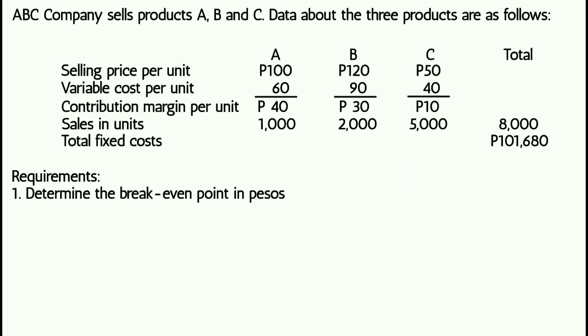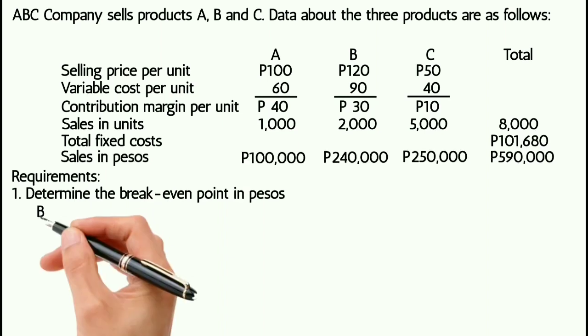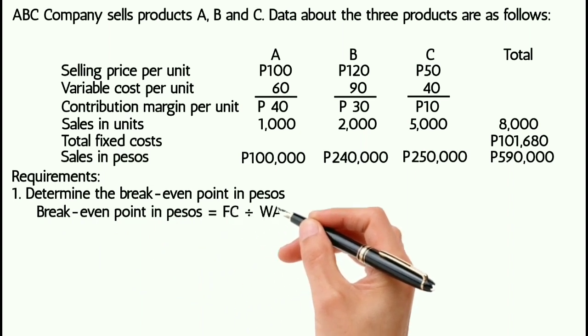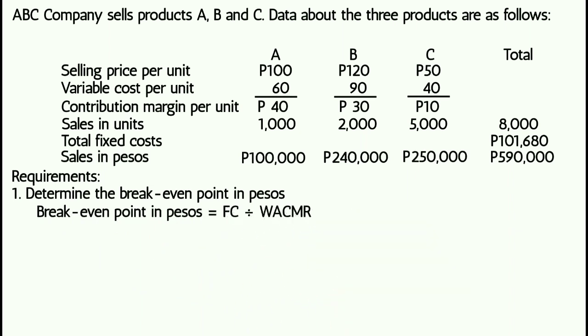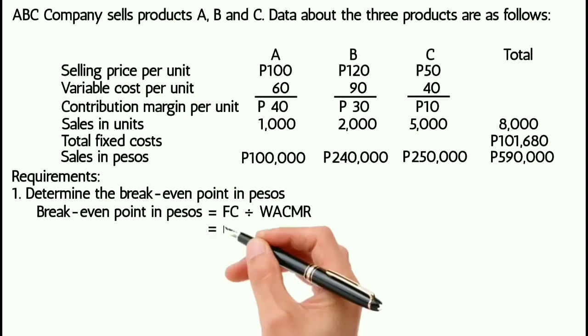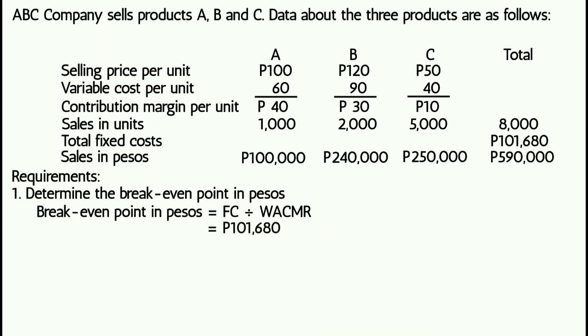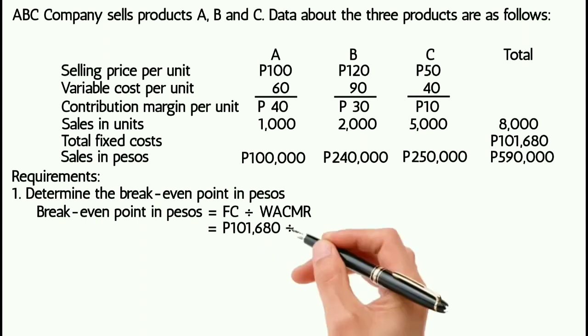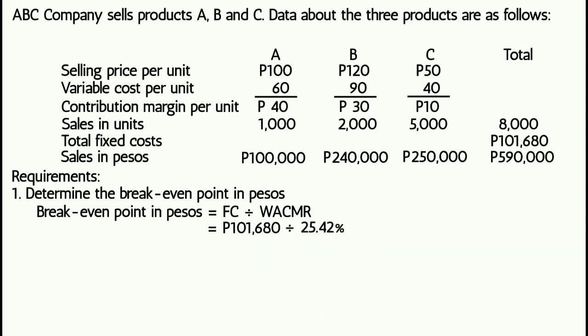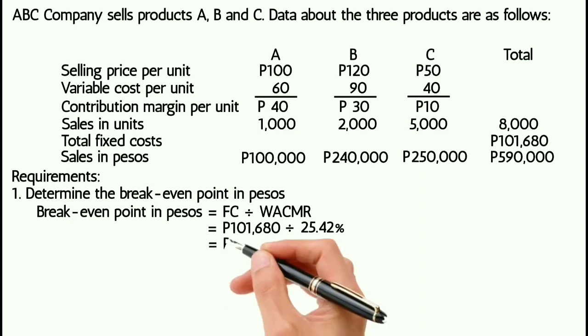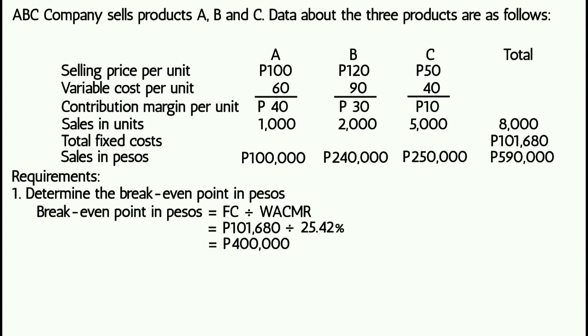At this point, we can now compute for the break-even point in pesos. Break-even point in pesos is equal to fixed costs divided by weighted average contribution margin ratio. Ang fixed costs ay 101,680 pesos at ang weighted average contribution margin ratio ay 25.42%. 101,680 pesos divided by 25.42%, that is equal to 400,000 pesos. So our answer in requirement number 1 is 400,000 pesos. Ang break-even point in pesos ay 400,000 pesos.